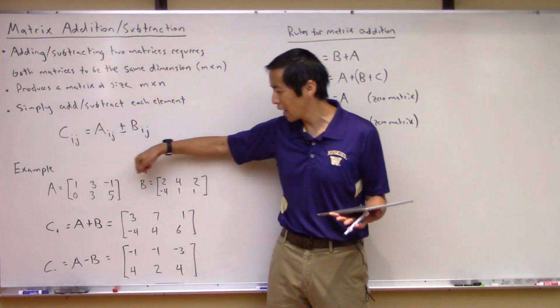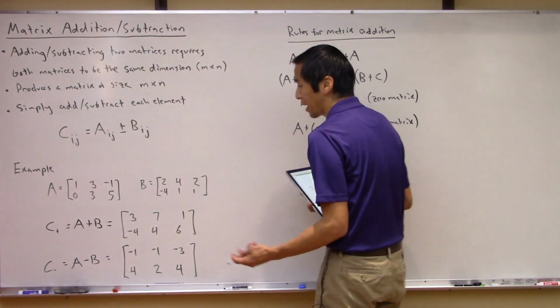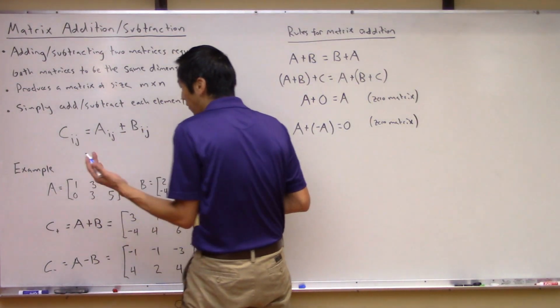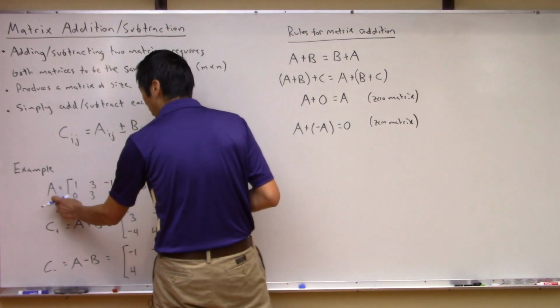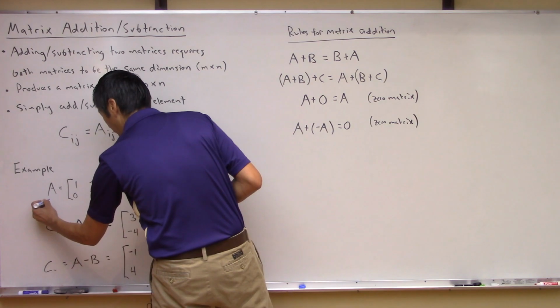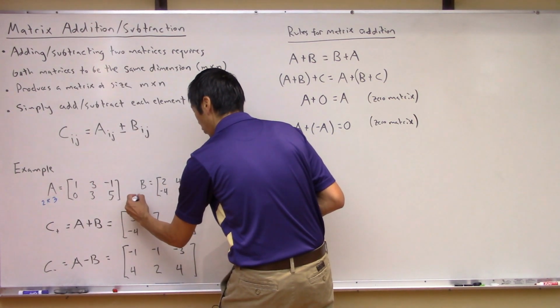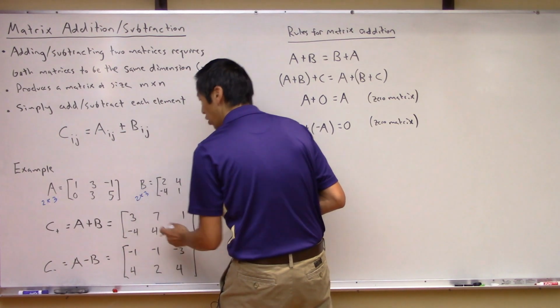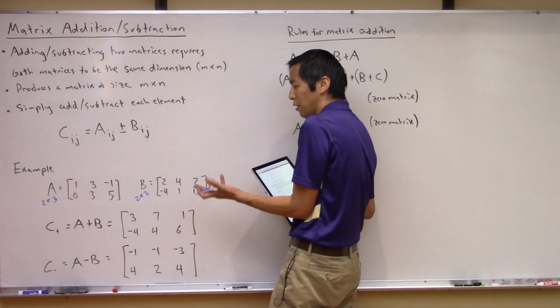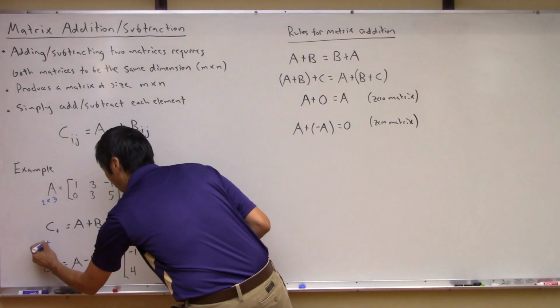So let's look at A and B. The first thing to check is, are these dimensions the same? One helpful little tool I like is to write down the dimensions underneath. This is obviously a 2 by 3 matrix. Same thing with B: it has 2 rows by 3 columns. So great, the dimensions of these two match, and it's going to produce a matrix that is also 2 by 3.